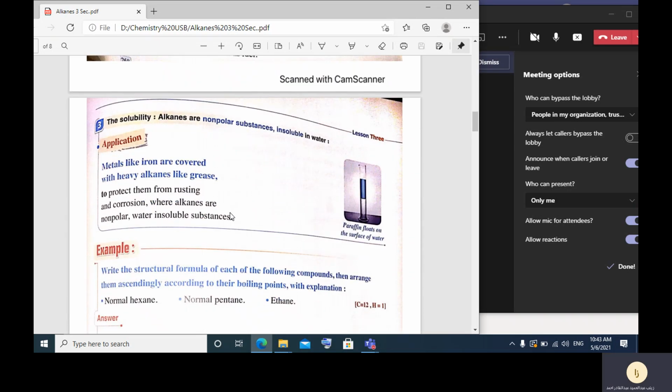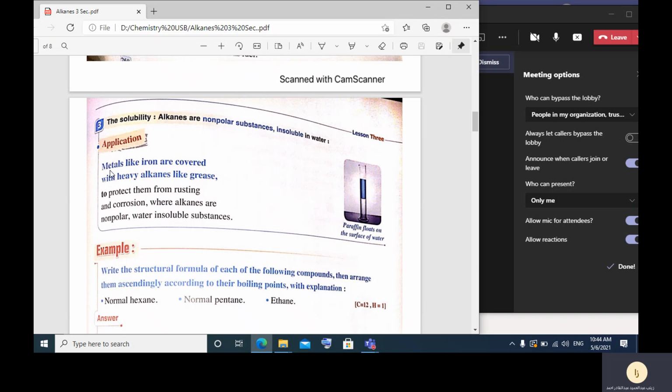Alkanes can't dissolve in polar solvents, but dissolve in non-polar solvents. So they can't dissolve in water, but dissolve in carbon tetrachloride or any non-polar solvent or organic solvent. Here we found that paraffin is an example of alkanes which float on the surface of water. It can't mix with water, it can't dissolve in water.